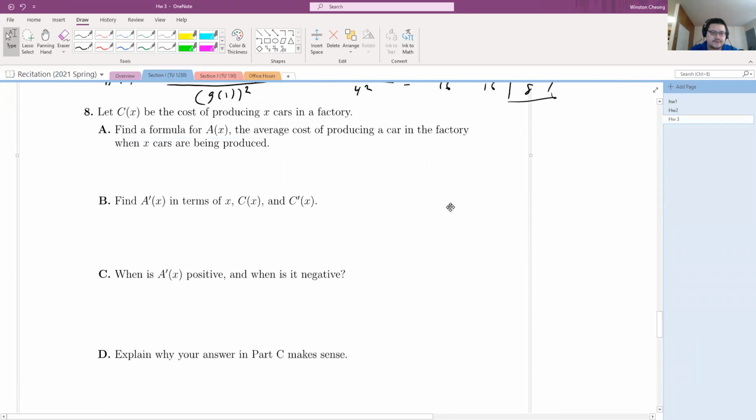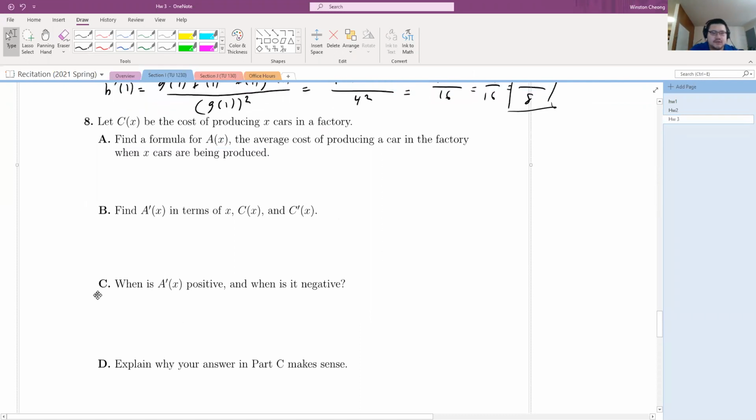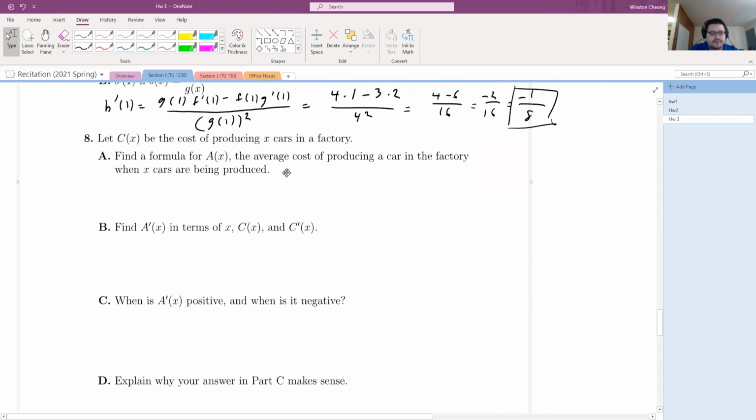So number 8 is maybe a little bit trickier when it gets to D, I would say. Also maybe a little bit when it gets to C. But before that, it's pretty straightforward. So find the formula for the average cost. You're told that the cost is a function C of X. You want to create a formula for average cost. Okay, well, how do you do an average? You normally divide by the number of items. So this is the formula that you would come up with.